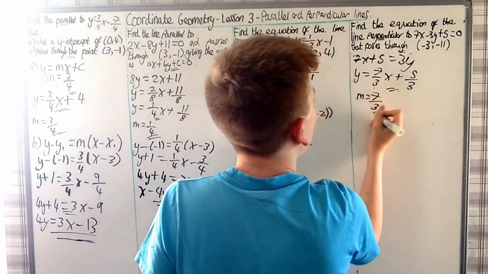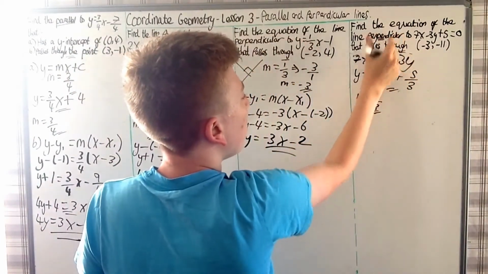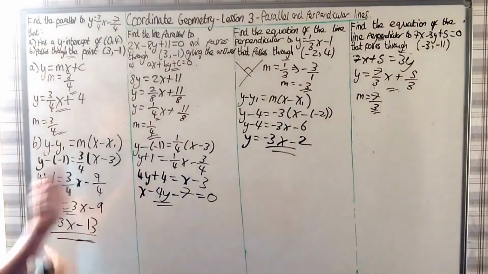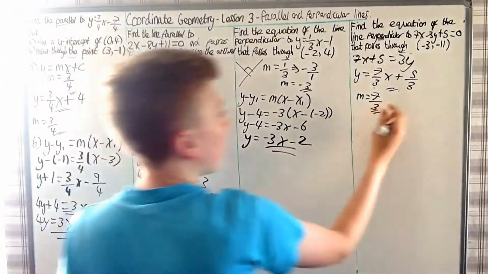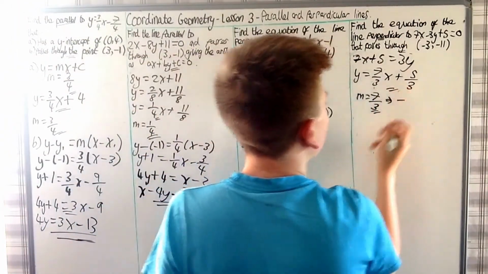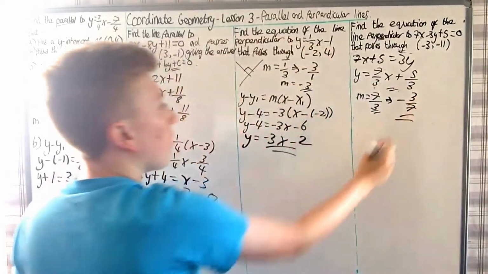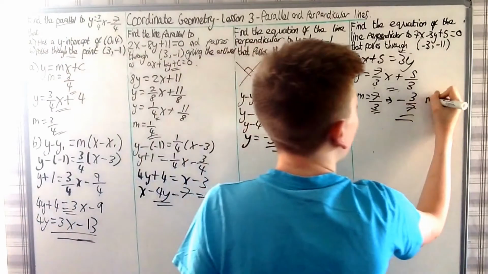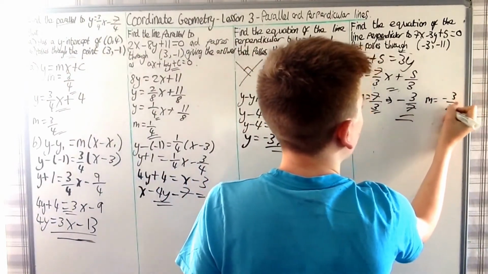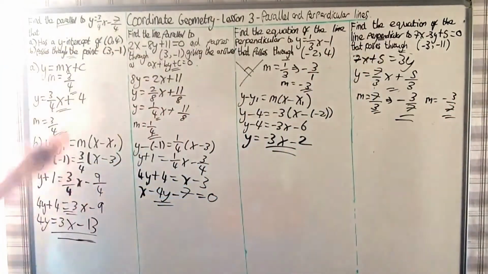But again, this is not the parallel. This is the line perpendicular to this gradient. So we need to take the negative reciprocal. This is positive, so it's going to become negative, and we flip the fraction. So our new gradient is minus 3/7. Now we substitute it into the equation.